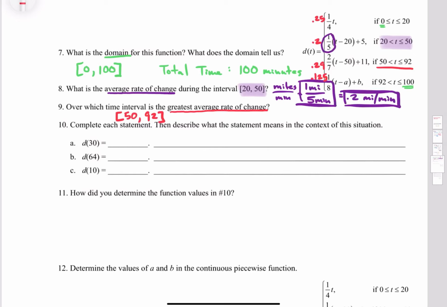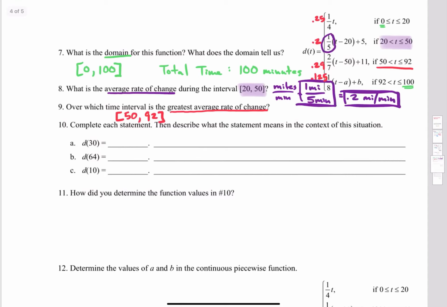It says to complete each statement, then describe what the statement means in the context of the problem. Now I'm going to do number 10 and 11 at the same time, because on part 11, it's asking us, well, how did you determine the function values in number 10? And that's just basically showing your work. So let's go ahead and do that really quickly.